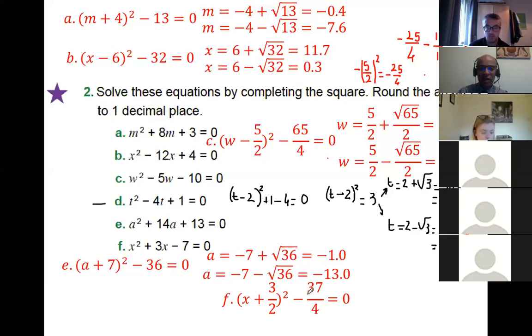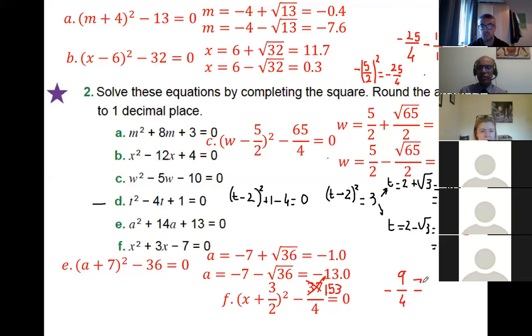So this is minus 153. If we do 9 over 4 minus 36... Why is it minus 36? No, sorry. Why did I say minus 36? It's minus 7. Minus 7, yeah.